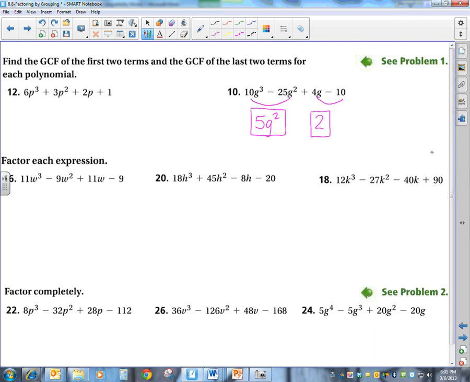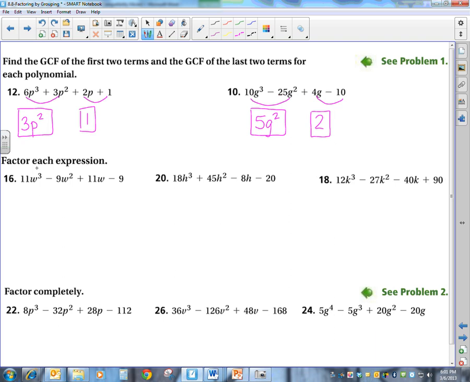So coming back over here, my first two terms, 3 goes into 3 and 6. They both have a variable. Lower exponent is 2, so that would be 3p squared. Between 2p and 1, there is nothing other than the number 1, so we're just going to write the number 1. And you'll see in a minute how that affects your factoring. It's important to know if that's the GCF.